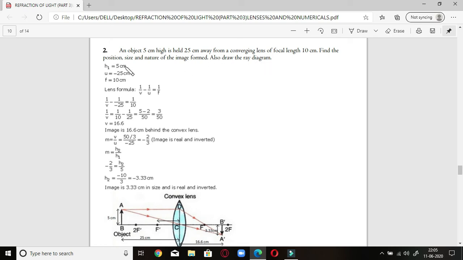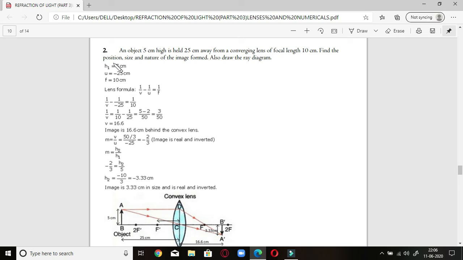Of course h1 is 5 cm, the height of the object, u is minus 25 cm, f is 10 cm on the right side. Lens formula is 1/v minus 1/u is equal to 1/f. 1/v minus 1/(minus 25) is equal to 1/10. So what we find is v is 16.6 cm. So the image is behind the convex lens. This is the position: the image is 16.6 centimeters behind the convex lens, on the right-hand side.